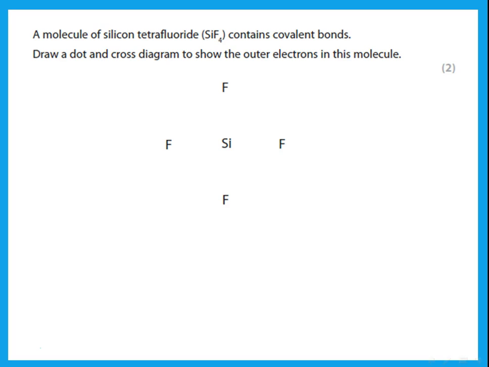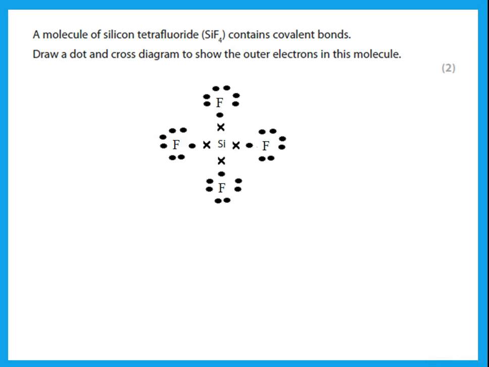Okay, so this is a typical question. A molecule of silicon tetrafluoride, and I'm telling you that it's silicon with 4 fluorines, contains covalent bonds. That's correct, because both silicon and fluorine are non-metal. Now draw a dot and cross to show the outer electrons in these molecules. So let's look at the fluorine first. Fluorine has how many electrons in its outermost shell? Yes, 7. It needs how many? It needs 1. So between each fluorine and silicon, I'm going to have 1 from the fluorine and 1 from the silicon.